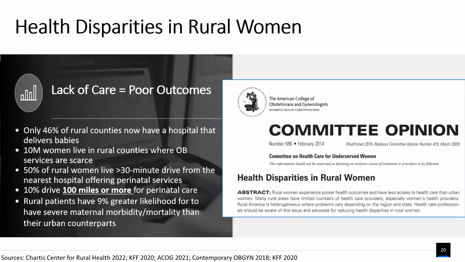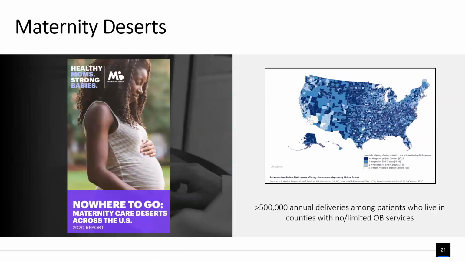And no doubt, this does translate to issues in terms of outcomes. There's a 9% greater likelihood of severe maternal morbidity and mortality for a rural patient in the US compared to their counterparts in urban centers. And this is a very interesting and eye-opening report from the March of Dimes on the maternity care desert crisis across the US, showing statistics by state, showing how over 500,000 deliveries a year are happening in counties with scarce obstetric resources. And probably a week doesn't go by without another report of a labor floor closing or a birthing center closing.